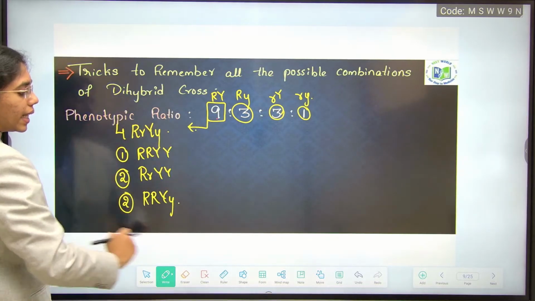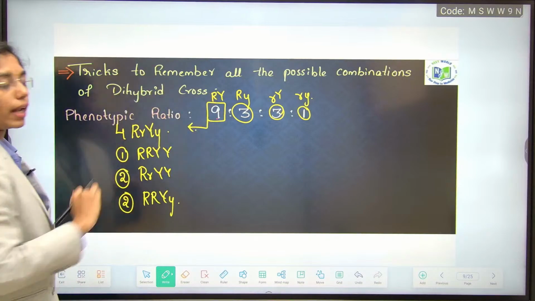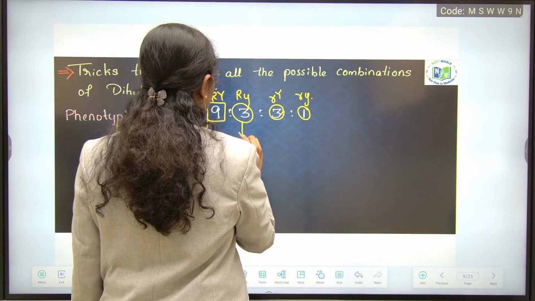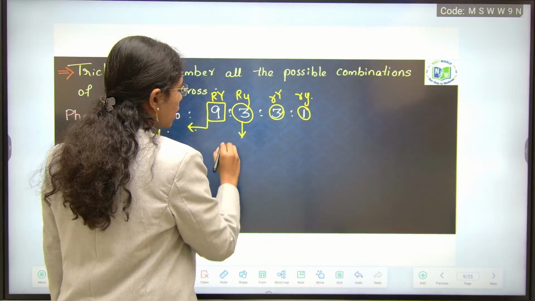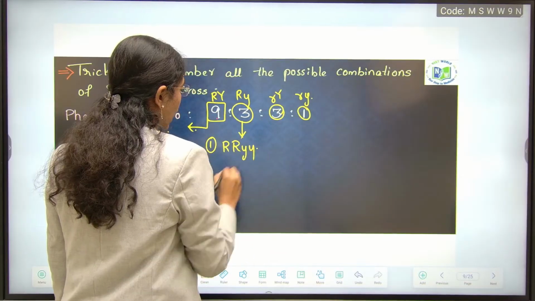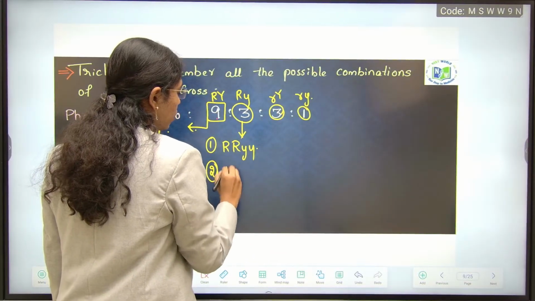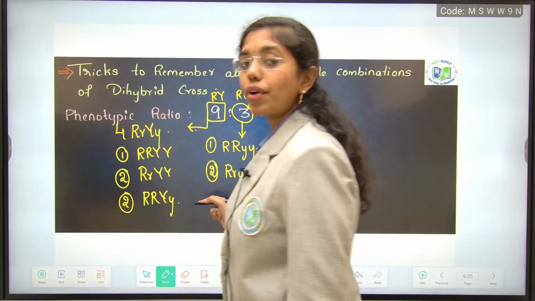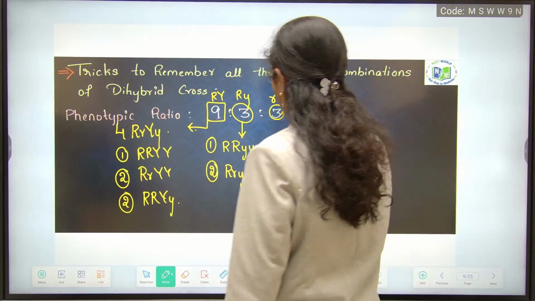So you will get 1, so 3 of round and yellow seed. And next round and green. How many combinations here? 1 will be homozygous round and green, and 2 will be heterozygous round and homozygous green. Of course, the recessive trait will be in the homozygous form only.